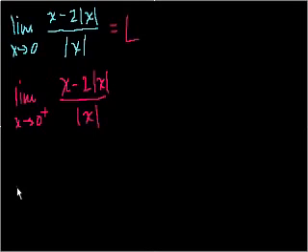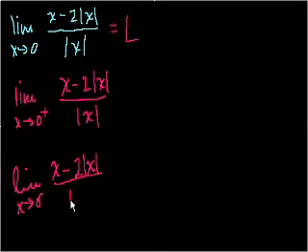And then we also know that the limit as x approaches 0 from the negative side of the same function is also going to be equal to L, right? If as we approach 0 from the left, we get some number, and as we approach 0 from the right, we get the same number, then we know that no matter what direction we approach 0 from, we approach that number. So let's figure out these two limits, and if they have the same answer, then we have the answer to our original problem.